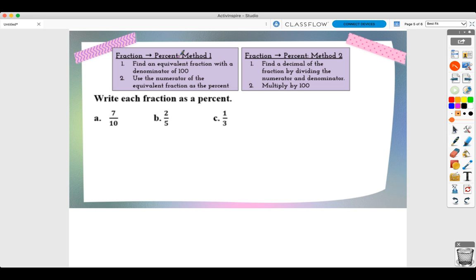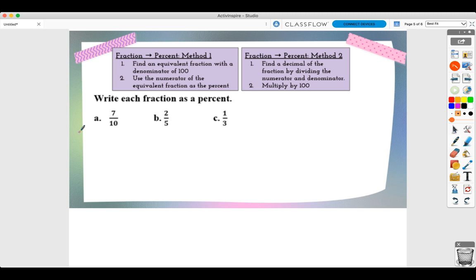So fraction to percent, there are two methods you can do it. Method one is find an equivalent fraction with a denominator of 100, then use the numerator of the equivalent fraction as the percent. So this works in some cases, not all cases. And I'll show you with the problems that out of these problems, there's two that work and it doesn't work for all of them. So you're still going to need to know how to do method two no matter what.